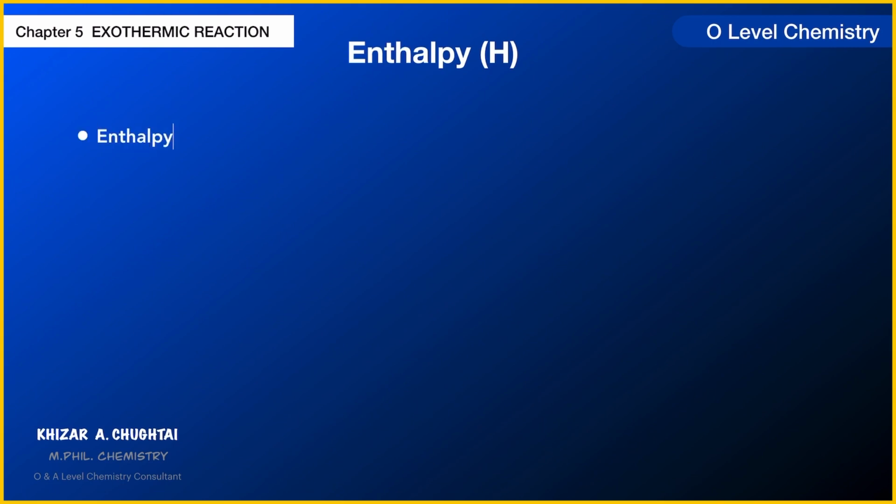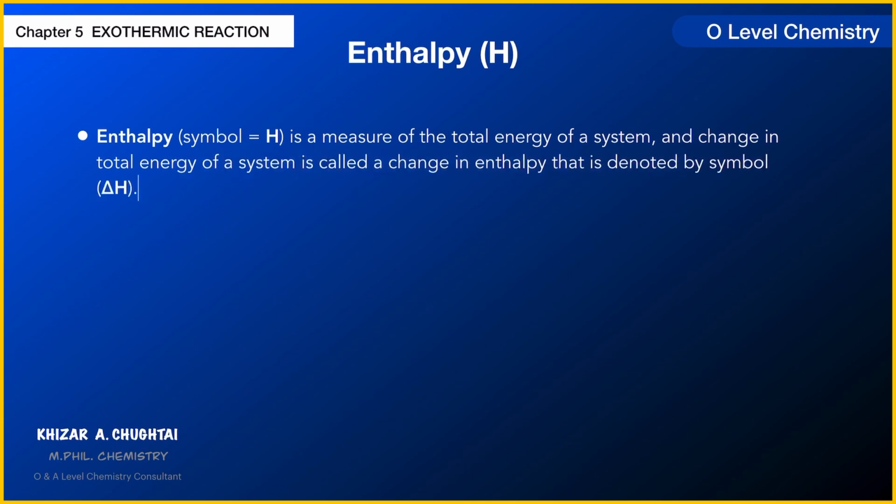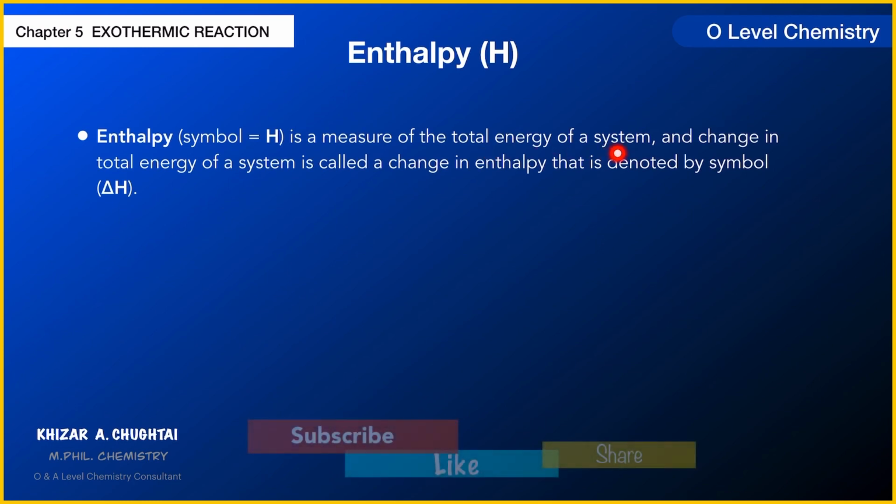Now let's talk about enthalpy. Enthalpy is the measure of the total energy of a system, and a change in the total energy of a system is called the change in enthalpy, denoted by delta H, as we have seen on the previous page. Enthalpy is denoted by the symbol capital H. Enthalpy is the total energy of a system. The total energy of reactants is called the enthalpy of the reactants. The total energy of the products is called the enthalpy of the products.